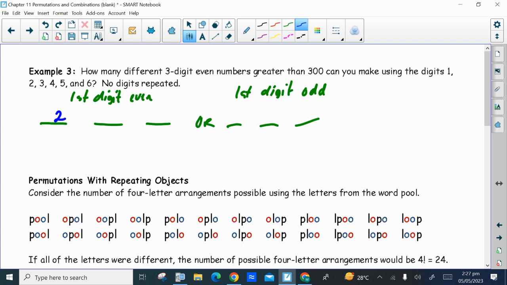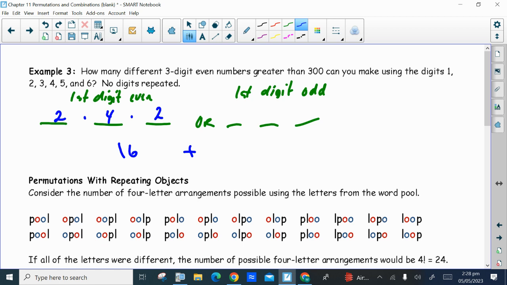Now let's go to the last digit, because that's another restriction, and we always deal with our restrictions first. If the first digit is even, we can't use that same digit for the last position. There are 3 even digits, a 2, 4, or 6, but I've already used one of them. So now there's only 2 choices for the last digit. We started with 6 digits, we've used 2, that leaves 4 for the middle digit. So 2 times 4 is 8, times 2 is 16. Again, remember the word or means to add.